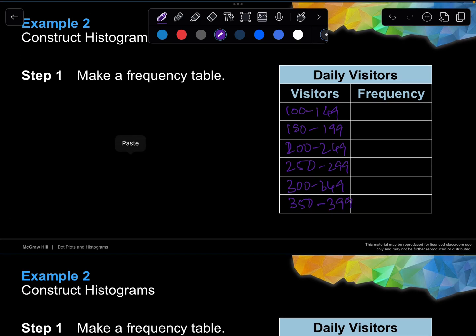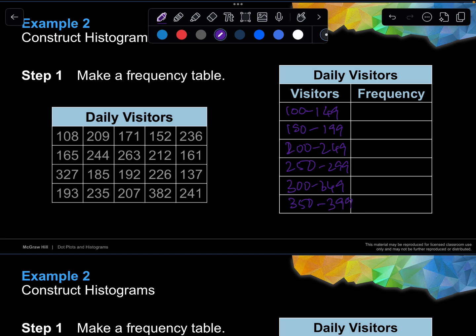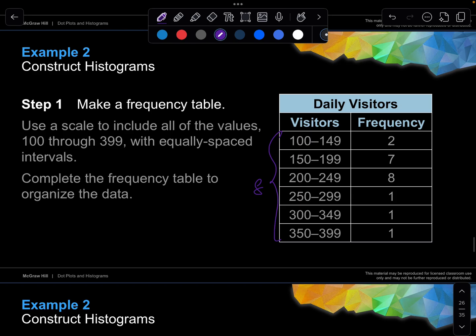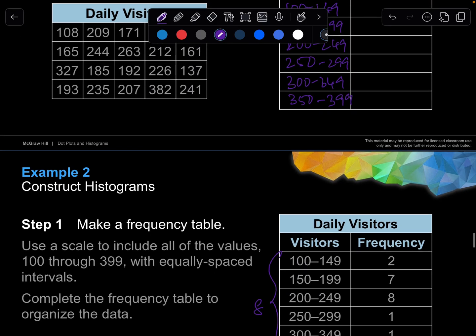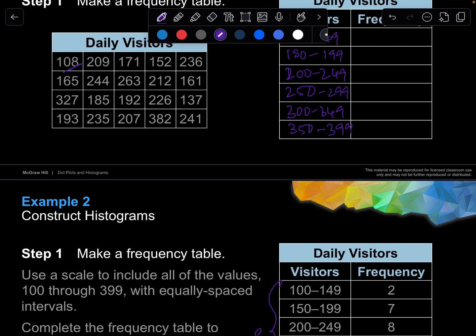And as you go down the list, 108 means you add 1 to this frequency and you're going to tally it up, and that gives you your frequency table. How many times do you have between 100 and 149 visitors? That would be 2. So if you look at it, that would be, say, this 108. And where's the other one that falls within this interval? 137, right? That's 2.